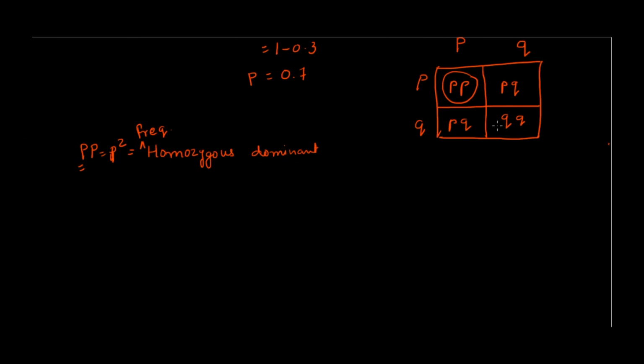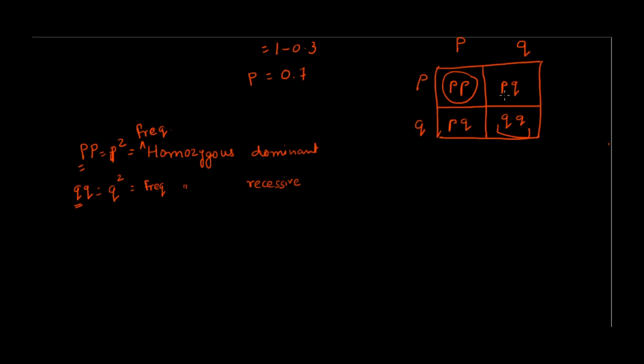Alright, now look at this. What is this? Q into q, that is q square. And what is q? Q is the frequency of recessive allele. So there are two q's, that means there are two recessive alleles. And what do two recessive alleles make together? It makes homozygous recessive. We are talking about frequency, so q square equals the frequency of homozygous recessive.